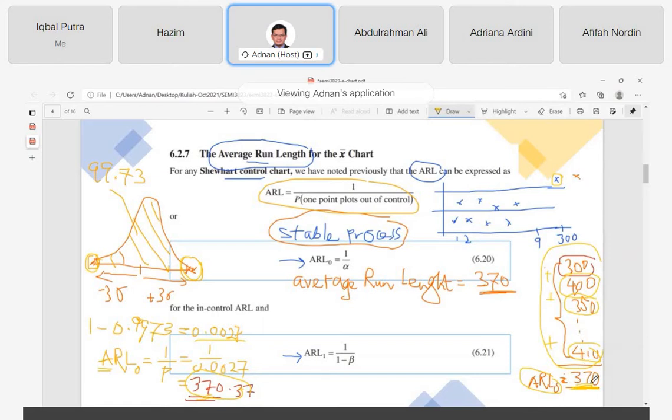If you run a long enough sample, you will get this 370. So your question is whether it's going to be exactly around this. Yes, it fluctuates between 300, 400, 350, 410, but on average it's 370. Is it clear? Yes. Okay.